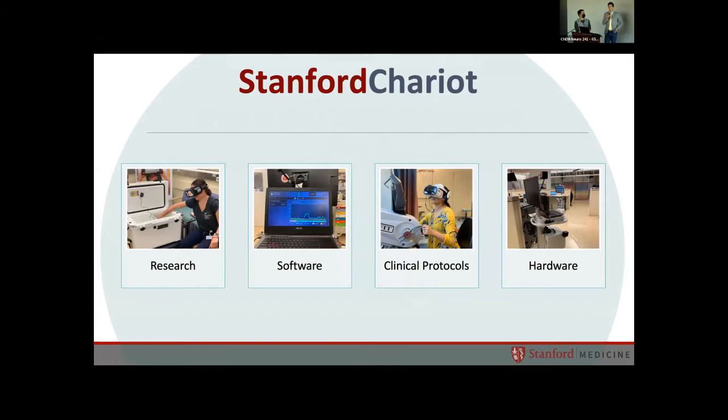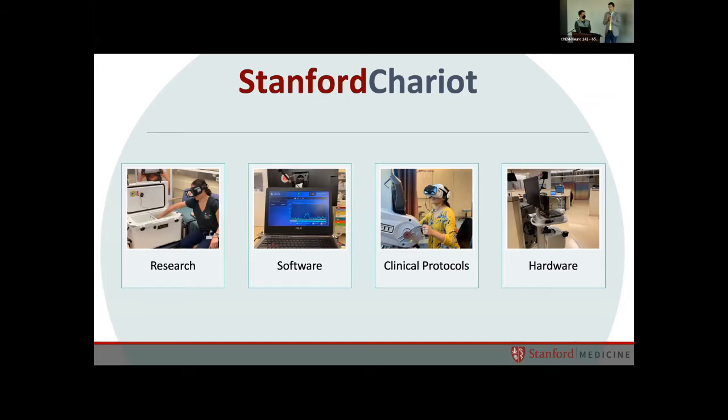We have four main pillars at the Stanford Chariot program. One is a pretty active research component. Most of our research is clinical. Second is software development. We develop not all of our software, but almost all of our software out of our lab. We have found that by developing software that is inherently tied to the needs of educators and clinicians in the hospital, we're able to develop technologies that really fit the solution set that we're looking for, as opposed to pulling off-the-shelf content and trying to modify it for our needs.